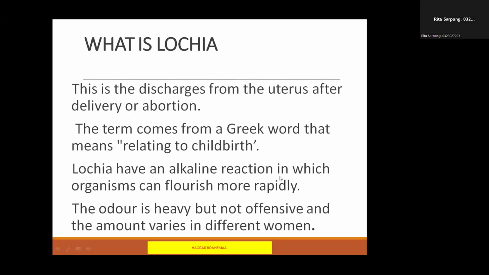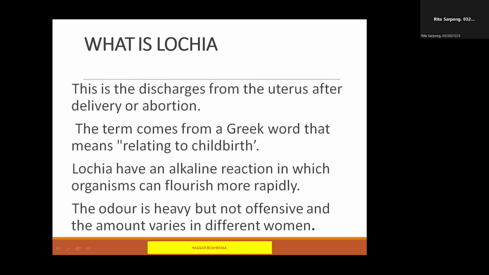So anytime you are educating your clients on how to take care of themselves, you have to let them know why there is a need for them to change their pad, because lochia is alkaline in nature. And then the odor is heavy. When we say heavy, when you look at our menstrual flow, it is not offensive, but it is heavy. I don't know whether you understand me. So the moment you find out that the lochia has become offensive, it means an infection has set in, because it is not supposed to be offensive.